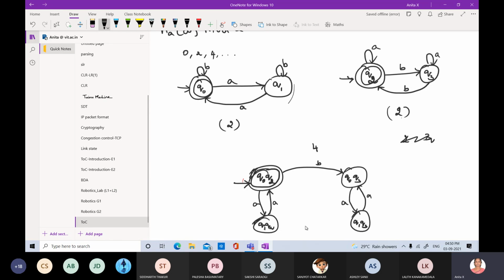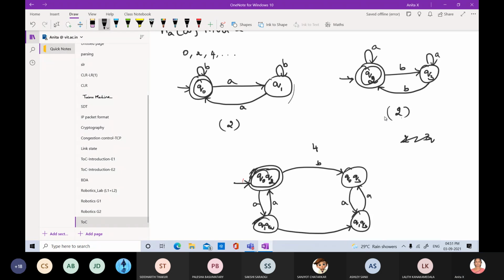Yes, similarly here, you can see from Q1, I'm having a transition on input symbol B to Q1. Okay, so next we can check it with here. So here you can see, on input symbol B from Q2 to Q3, I am having a transition. So from Q2 to Q3, I'm having a transition. Yes, from Q2 to Q3.